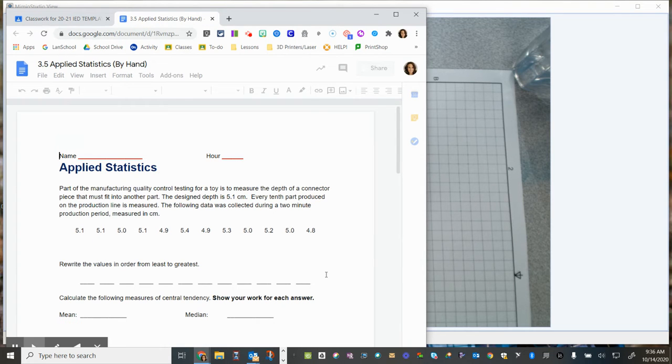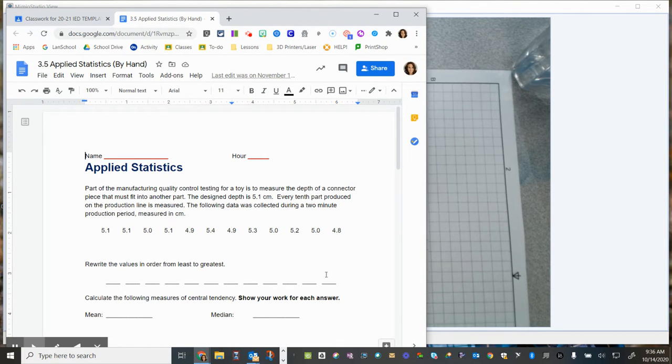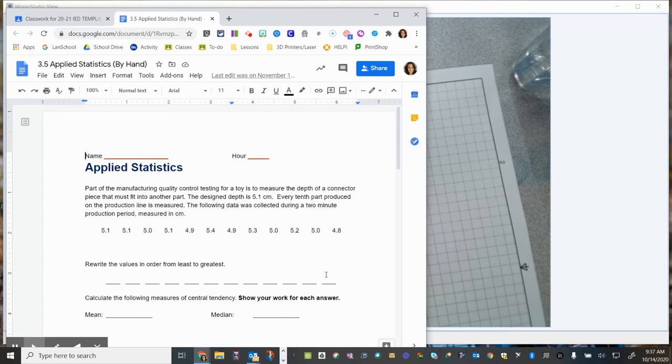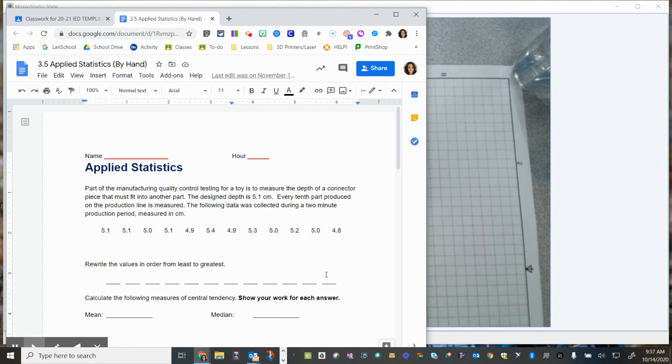Okay, so we have part of the manufacturing quality control testing for a toy, like our Automoblocks car that we just measured, is to measure the depth of a connector piece that must fit into another part. The depth is designed to be 5.1 centimeters. Every 10th part produced on the production line is measured. The following data was collected during a 2-minute production period measured in centimeters.